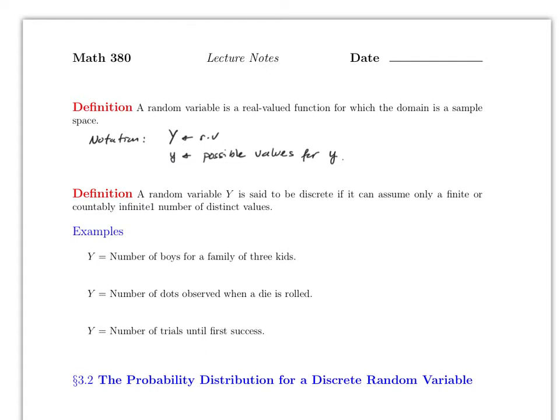Now in chapter 3, we are specifically going to talk about discrete random variables. So now we're going to focus just on this kind of variable. So what is a discrete random variable? Well, we talked about discrete variables before, but let's just refresh your memory. A random variable Y, so now we know this is a random variable, is said to be discrete if it can assume only a finite or countably infinite number of distinct values.